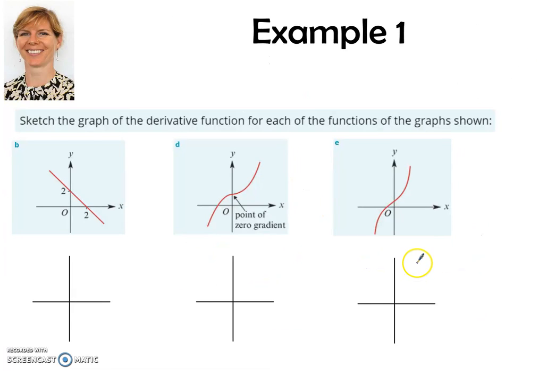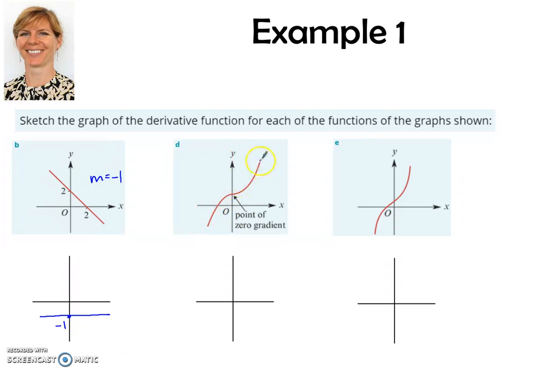Alright, so let's have a look at a couple of examples. The first one, we want to look at the gradient. It's a linear function, so it's going to be a constant. We know it's a negative gradient. The gradient's -1, so it's just going to be a constant value of -1. That's the derivative function there.